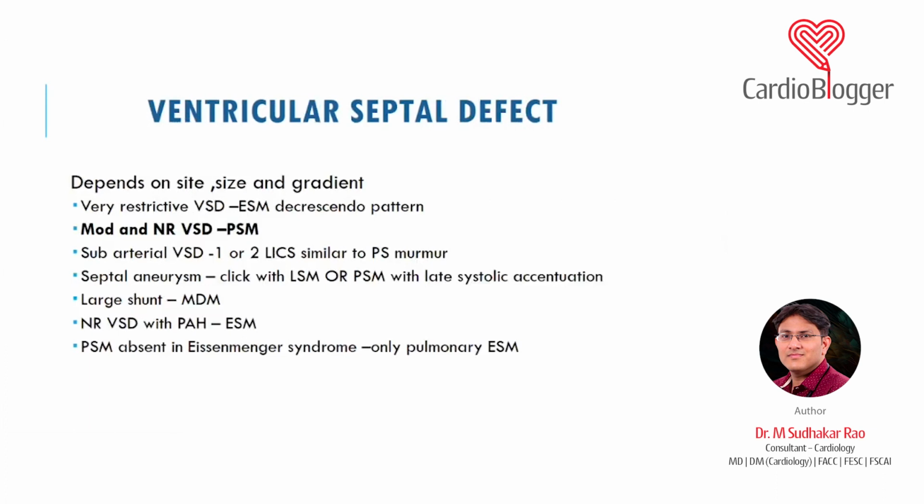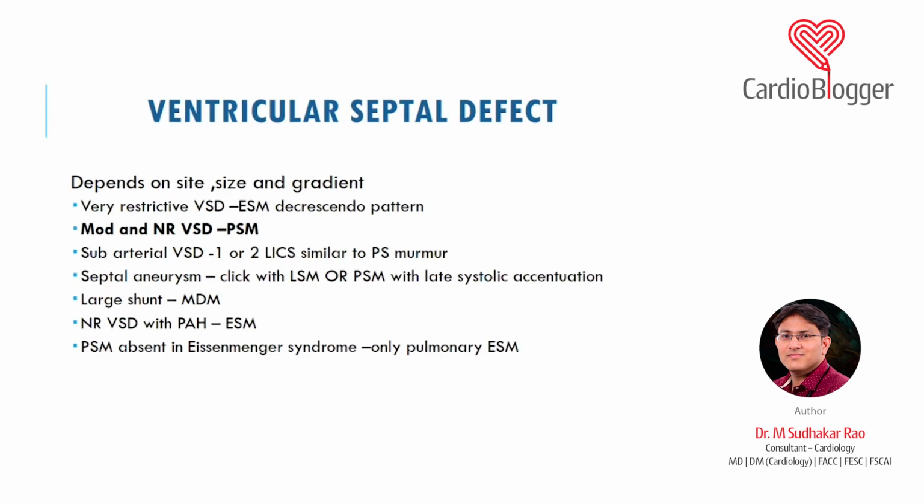Now the next thing is a VSD. Now in VSD there are many things, like what type of murmur you get. I already told you a very restrictive small VSD, you get a short or early systolic murmur which is decrescendo. Only in non-restrictive moderate sized VSD you get a pansystolic murmur, whereas in the non-restrictive large VSD with PAH you again get an early systolic murmur. And even in patients with Eisenmenger syndrome, we do not get a shunt murmur. We only get a pulmonary ejection systolic murmur.